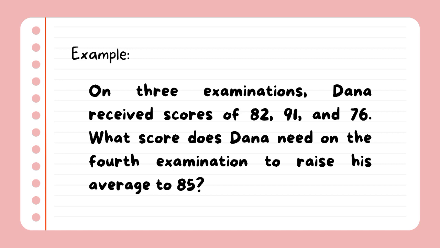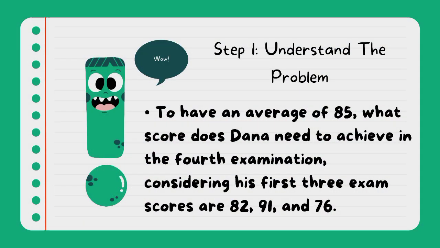So, if you remember the first step, we must understand the problem. After reading the problem, basically, the question is, what score must Dana achieve in order to raise his average to 85? So we can say that, to have an average of 85, what score does Dana need to achieve in the 4th examination considering his first 3 exam scores are 82, 91, and 76? And so, I get to fully understand what is the main point in the problem.